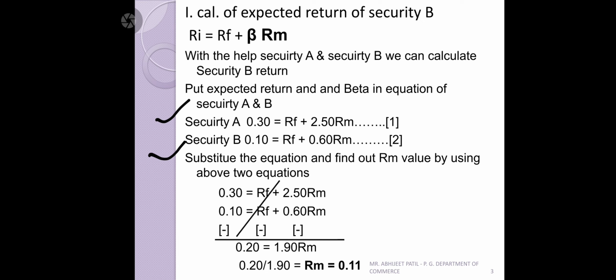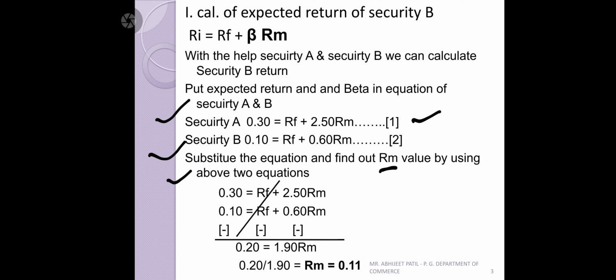Security A's return is given in the problem: 0.30 is equal to Rf, which we don't know, plus beta of A, which is 2.5, into Rm. So this is our first equation. For security B, 0.10 is equal to Rf plus 0.60 into Rm. So we have the equations of A and B, and after that we can use the simultaneous equation method, that is substitute and find the Rm value. You can also find the Rf value first, but since Rf is not given, we should find the Rm value; it is similar.